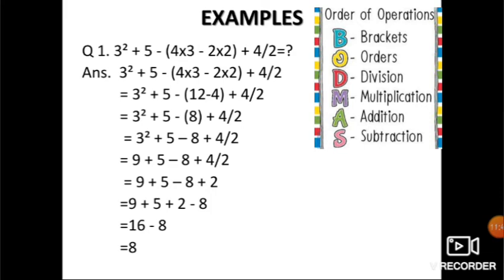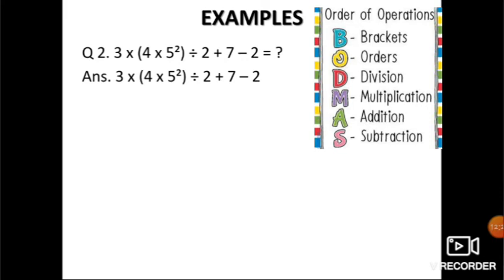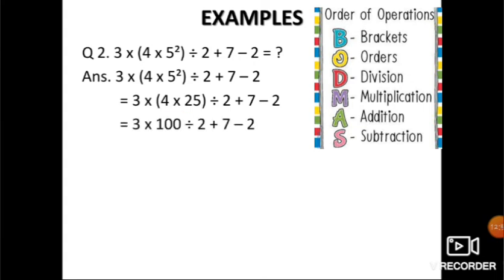Okay. So let's go to another example. First we see what is inside the bracket, that is 4 into 5 square. We resolve the orders first, that is 5 raised to 2, 5 square, which is equal to 25. So 3 into 4 into 25 divided by 2 plus 7 minus 2. Then there is only one operation, that is multiplication, which is coming under the bracket, that is 25 into 4. We get 100, and that is 3 into 100 divided by 2 plus 7 minus 2.